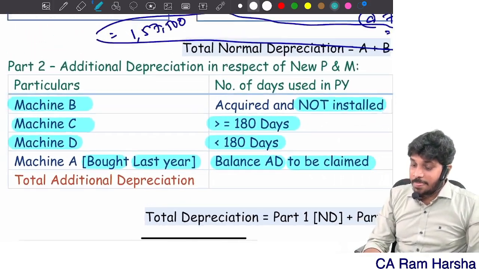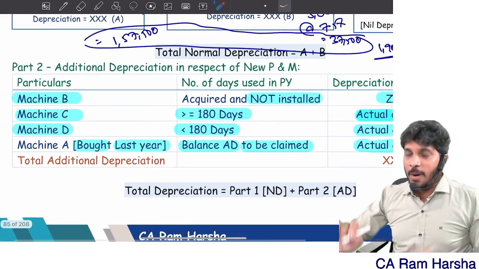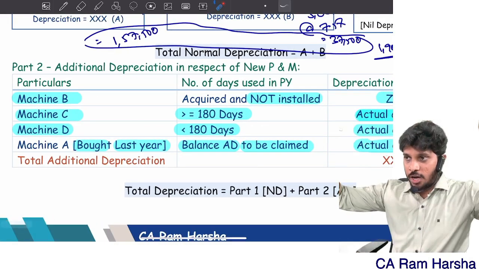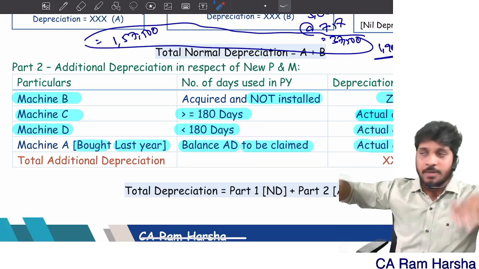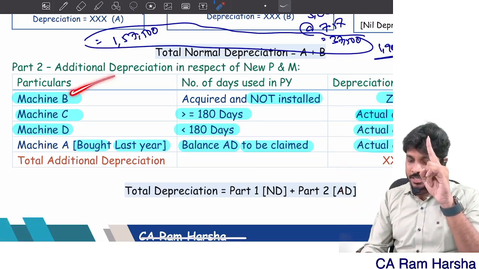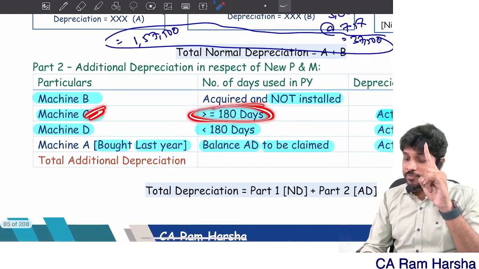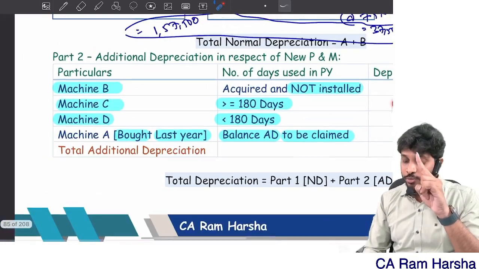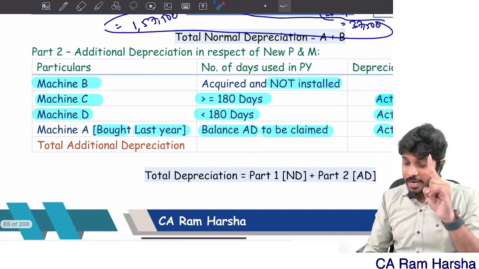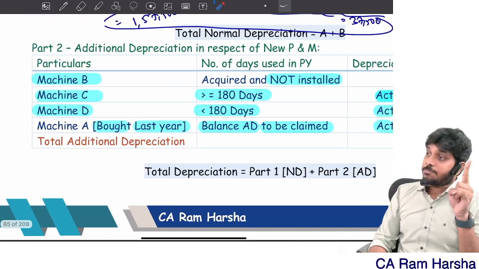That's why you see the format itself I gave like this. Whenever you are writing in the exam, part number 1, working note, normal depreciation. You understood, you mastered it. Part number 2, very simple. Is there any asset purchased during the year? Yes, sir. Okay, not installed, 0. Is there any asset purchased and installed and used for more than 180 days? Yes, sir, actual cost into 20. Is there any asset purchased and used for less than 180? Actual cost into 10.